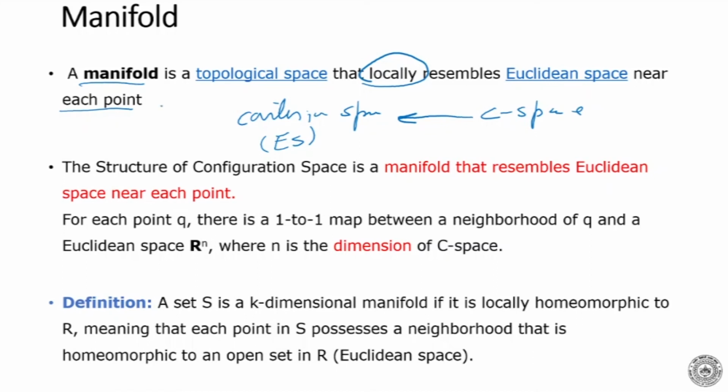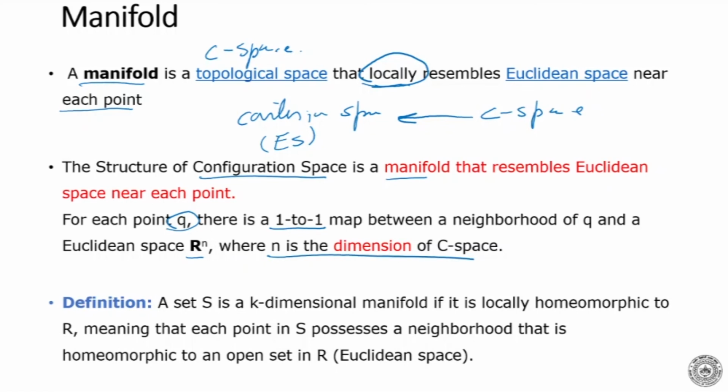Okay. So a manifold is a topological space, for example, in our case it is C space, that locally resembles Euclidean space near each point. The structure of configuration space is a manifold that resembles Euclidean space near each point. Okay. So what this basically also means is that at each point Q, there is a one-to-one map between a neighborhood of Q and a Euclidean space R raised to n, where n is the dimension of the C space.